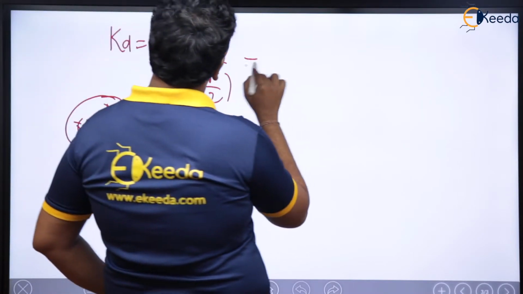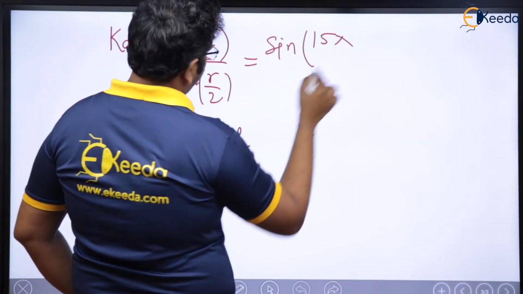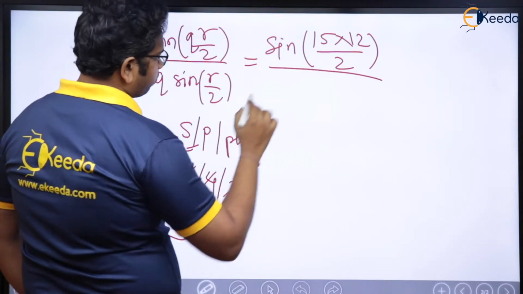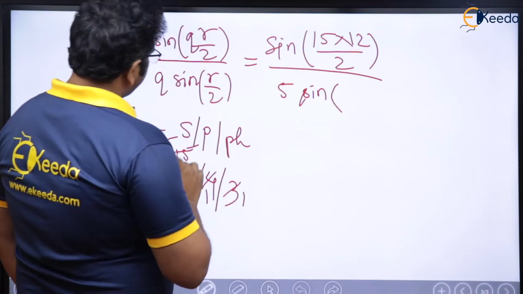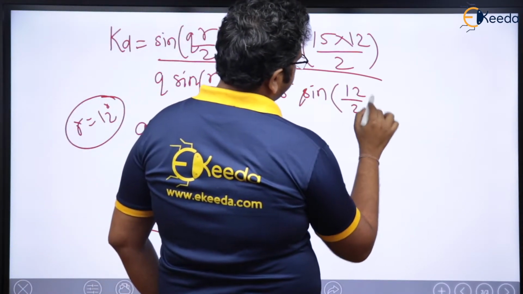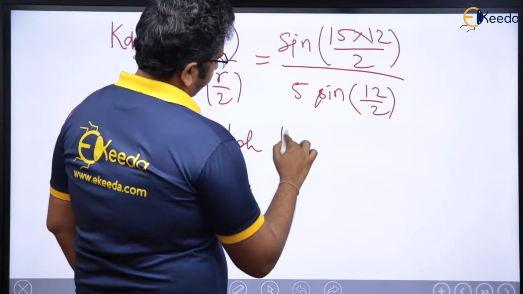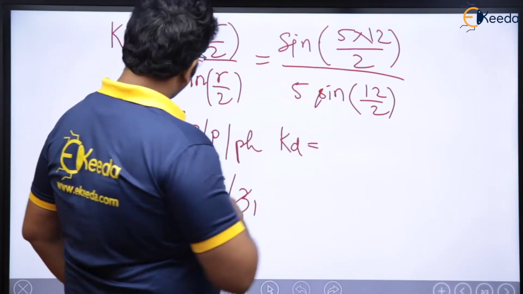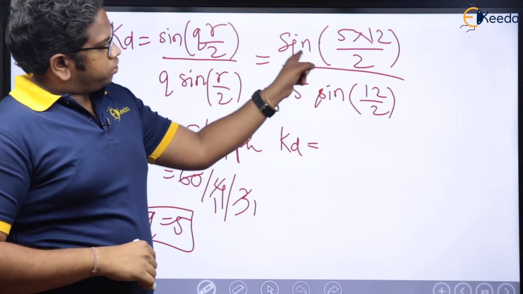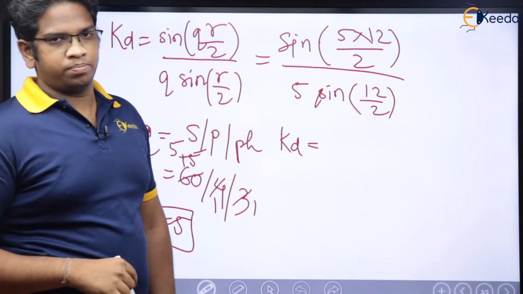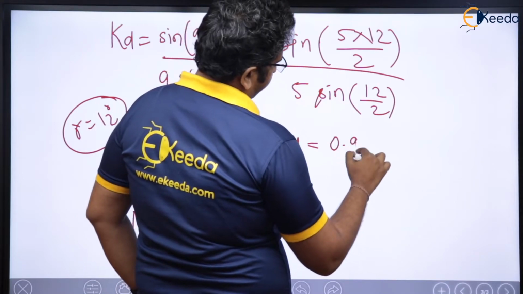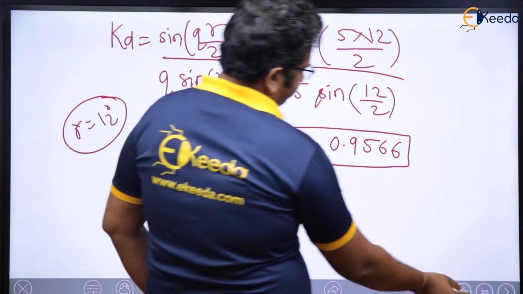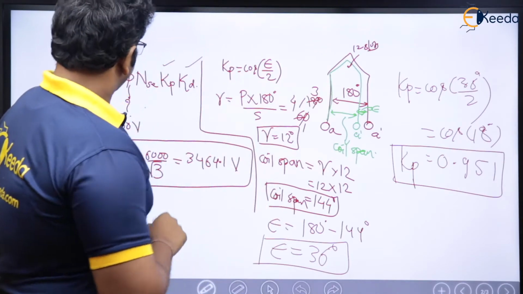So just place it here. What do you get here? Sin Q gamma by 2 upon Q sin gamma by 2. Gamma is 12, 12 by 2, and Q is 5. See here, it is not 15, it is 5 here. Q is nothing but 5. It is going to be 0.9566. This is Kd. You have got Kd as well as Kp here. Now, what do we need?